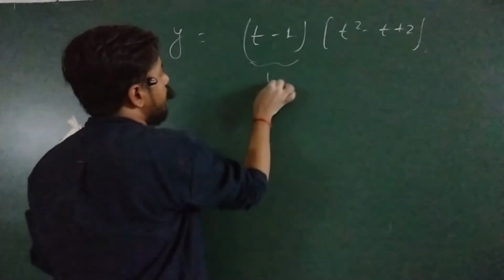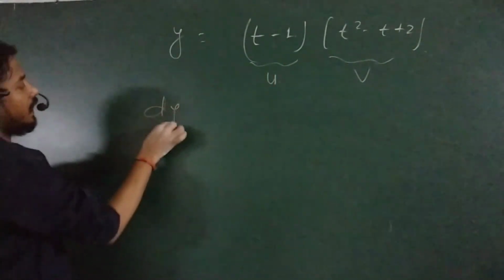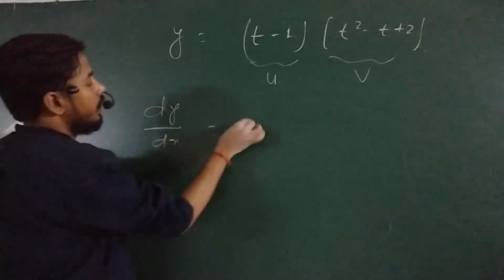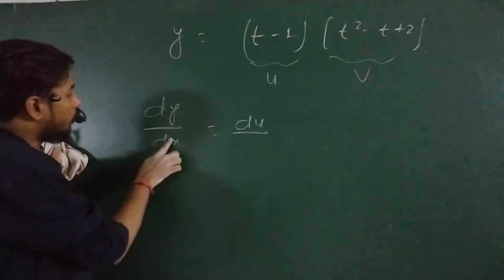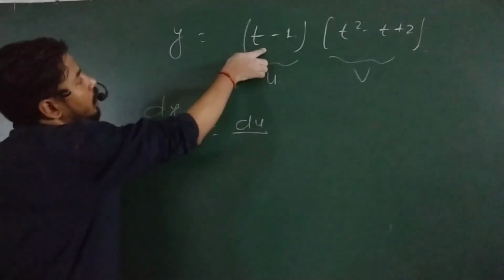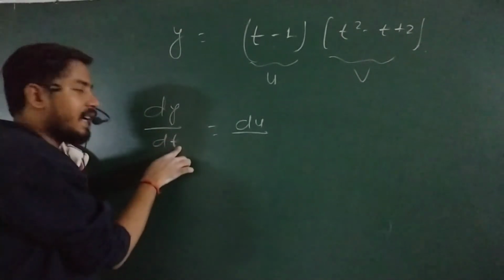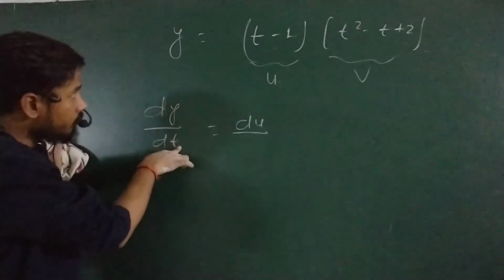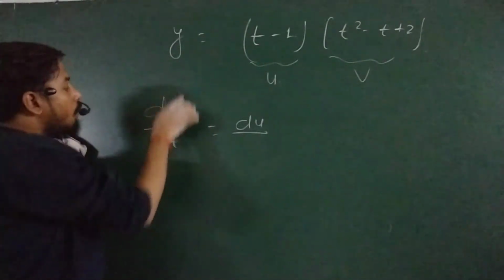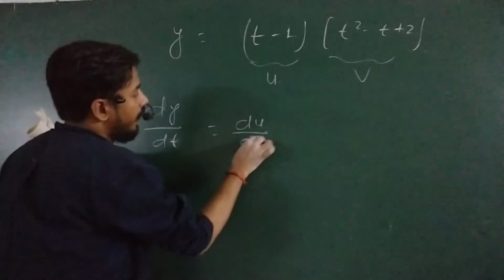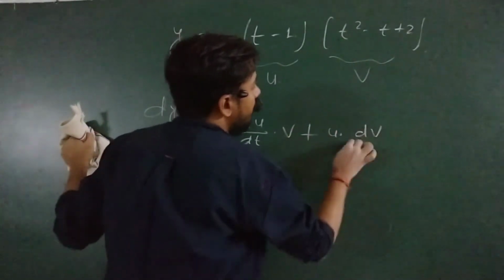Assume this is u and this is v. So what is the multiple rule? dy by dx, du by... But here you have to remember one point. Right now this is not x. y is a function of t. So here it will be t. If you write dx, then it will be wrong, because y depends on t, not on x. So this will be dy by dt equals du by dt into v plus u into dv by dt.